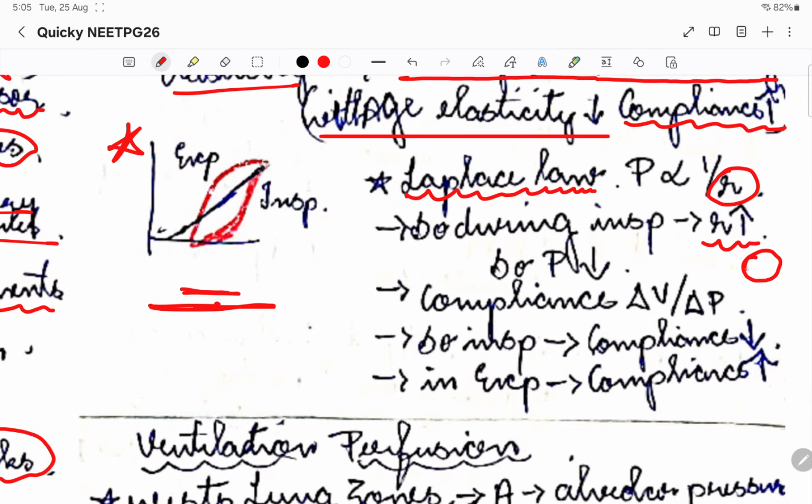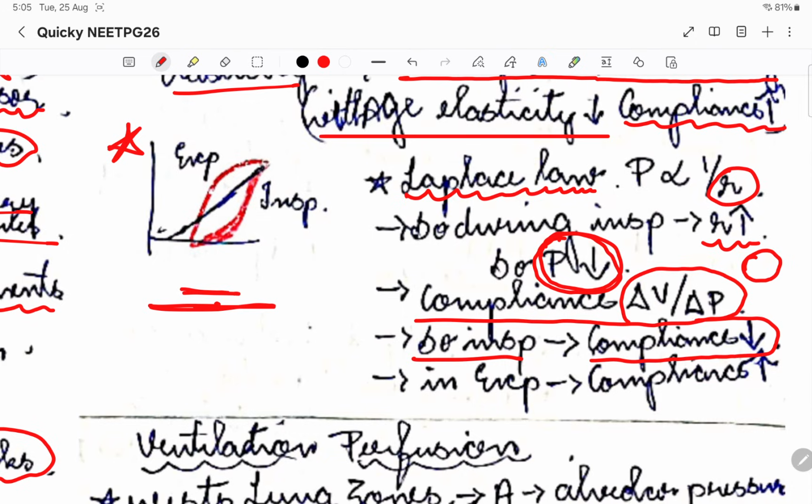Radius of the alveoli starts expanding, so that is where the pressure decreases. So pressure in the lungs starts decreasing. And the compliance, as I told you, is delta V by delta P. So what does that mean? During inspiration, as the pressure is decreasing, there is reduced compliance, right? So it means that there is reduced effort that I need to put as the inspiration goes on. So that is what the reduction in compliance means.